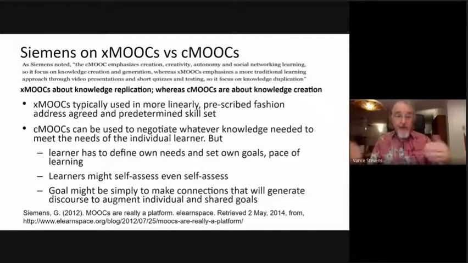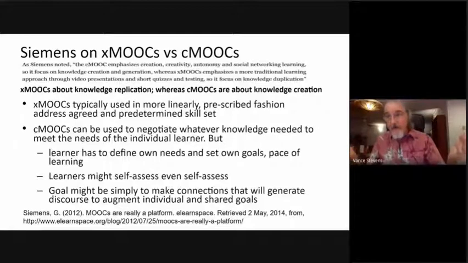George Siemens used to say that he had lecture halls full of students. He didn't really know why they were there or what they needed. And so an xMOOC, or this one-size-fits-all way of addressing a lecture hall full of people, was inadequate. He needed something where individuals could find their own way. In fact, he said that if he showed a learner the way, he would eviscerate their learning experience.